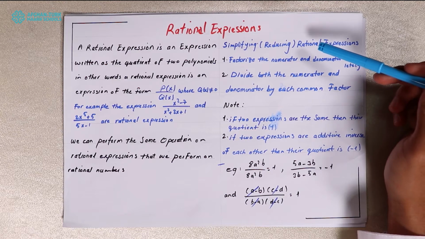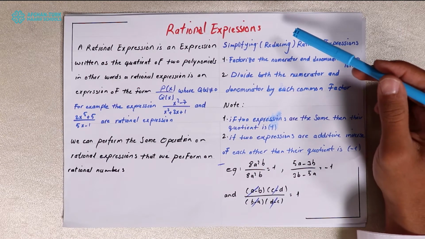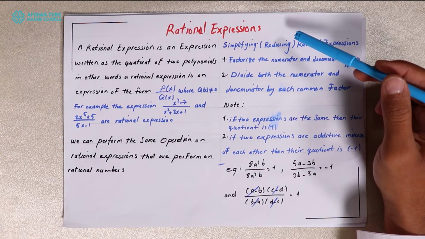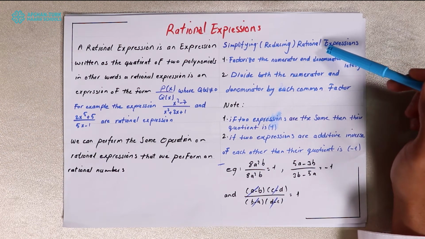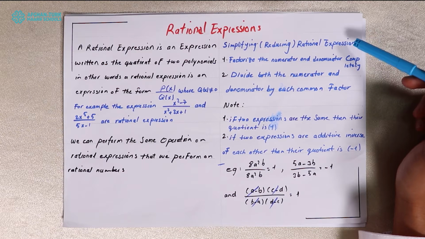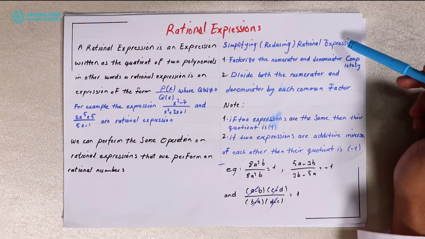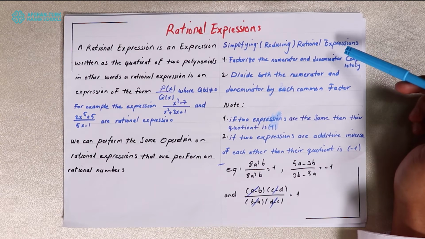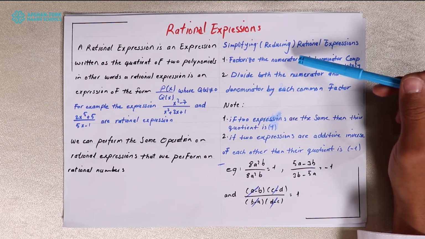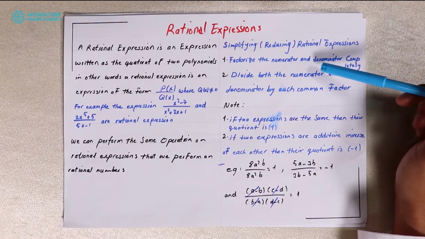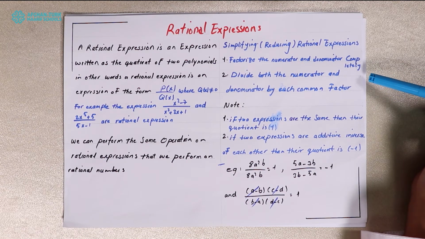The first strategy in order to find a common factor or simplify a rational expression is factorization, which we have studied in the previous lessons. First of all, we have to factorize the numerator and denominator completely. It means if there is a common factor, we have to find it and take it out of the parentheses. At the second step, we have to divide both the numerator and denominator by each common factor.